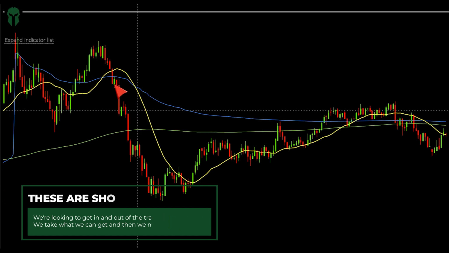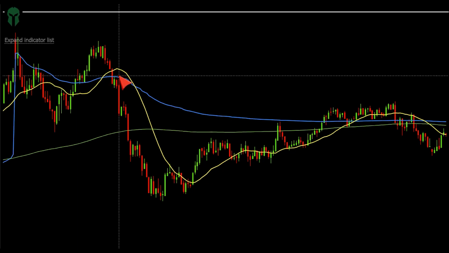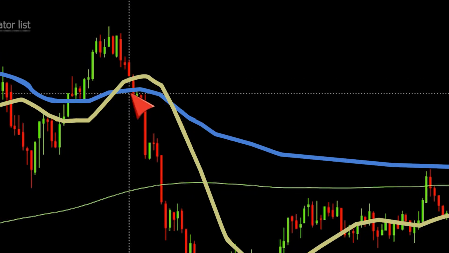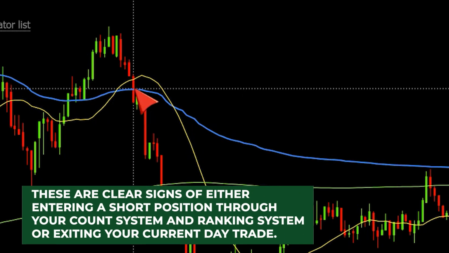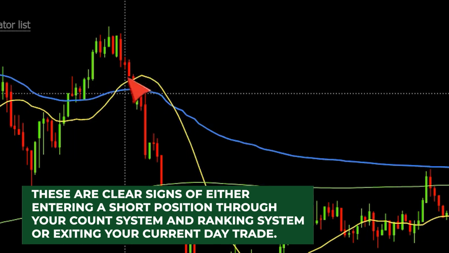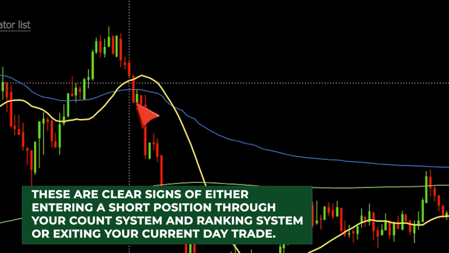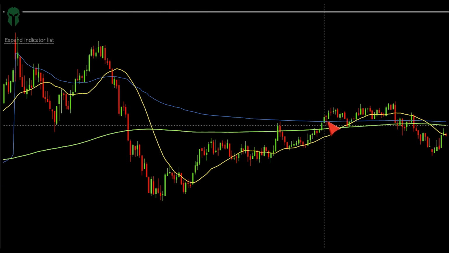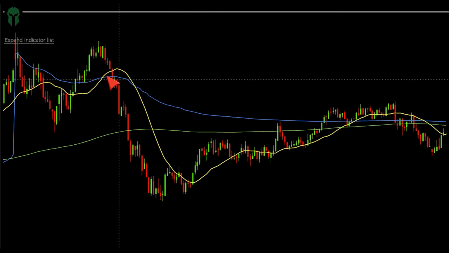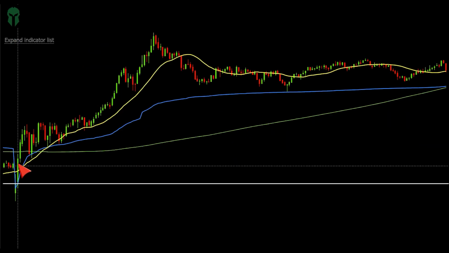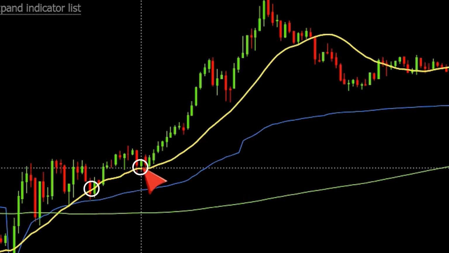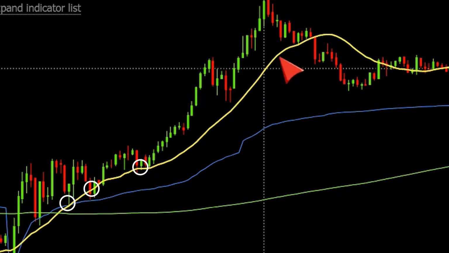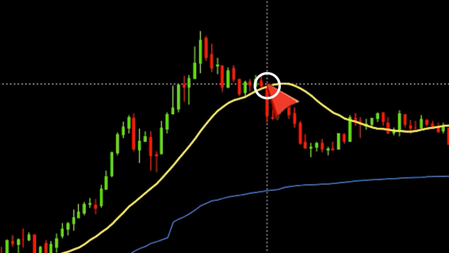In regards to this one, perfect example. Broke VWAP, broke the 21, your trade is over. So these are clear signs of either entering a short position through your count system and ranking system or exiting your current day trade. And we can see the result of this and how that plays out. This was a perfect example of one. As well, here's a great example. You can see how you're holding the 21, providing opportunities to buy along the 21. Then you flip here and you underperform.